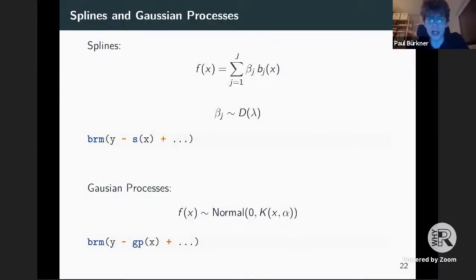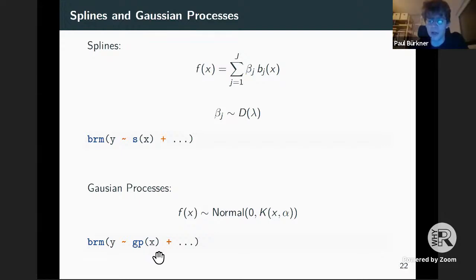Unknown nonlinear functions are Gaussian processes. So technically, we assume that this nonlinear function f of x is an infinite dimensional normal distribution, usually with mean 0 and some covariance kernel or covariance matrix. And we can use that even if we have finite data to specify some highly complex nonlinear function. Again, you don't have to worry about most of the details, because in BRMS you can just say y is predicted by a GP, a Gaussian process of x.